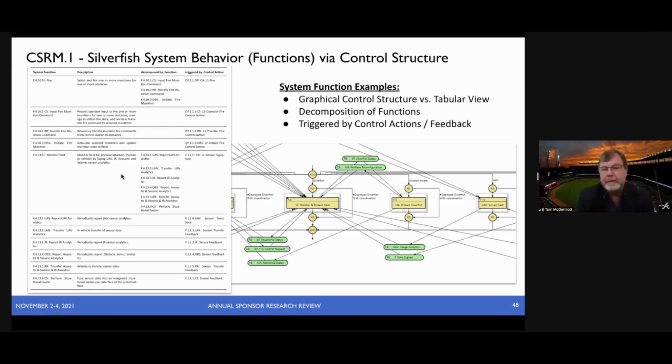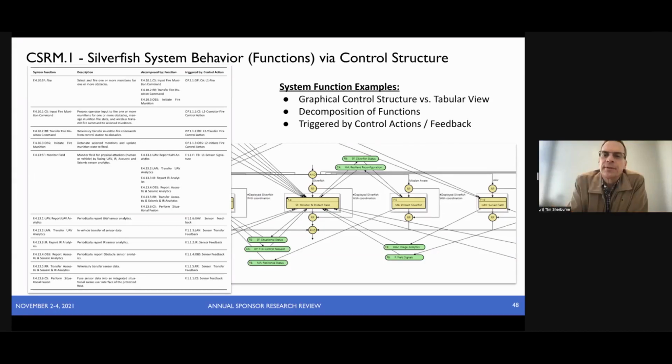Tim, just to add a comment on the previous question on state machines. I think you can see here that using a functional flow block diagram with triggers, we're effectively defining the state-based behavior of the system as triggered by control attributes. So even though we're not showing it as a state machine diagram, we've captured it in these functional flow block diagrams. Yeah, a good point. Thanks.